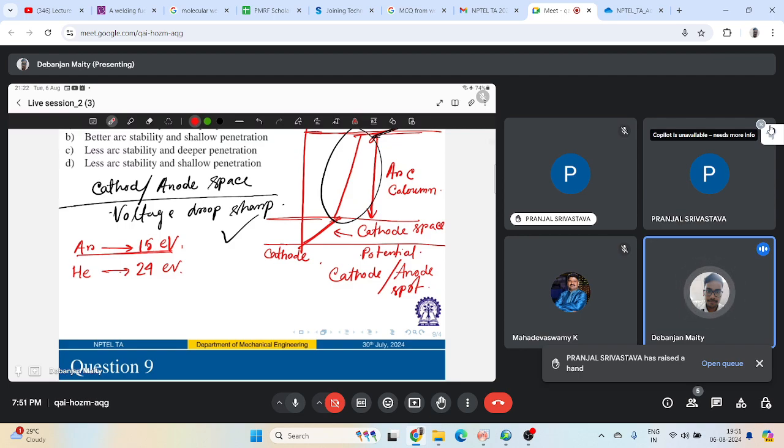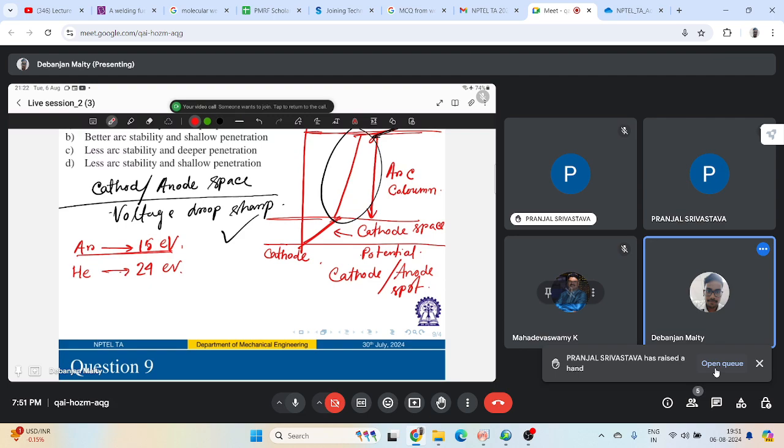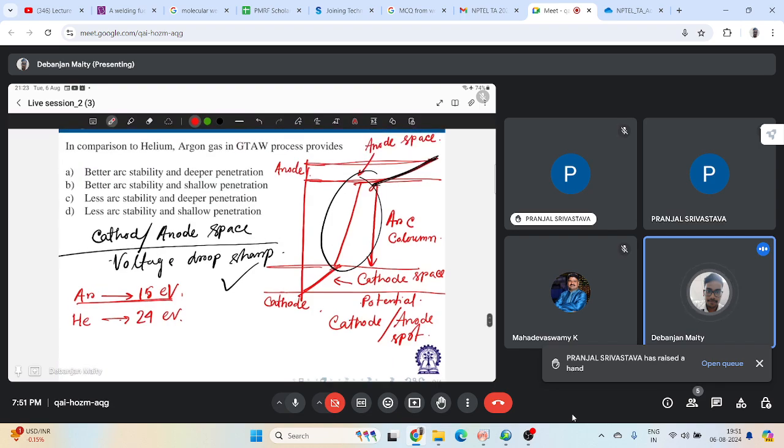So it is easier to ionize argon than helium. Arc initiation is easier over there. Voltage drop across the arc will be lower with argon. Stability will be higher with argon. And also, since argon is heavier than helium in terms of atomic mass, it offers more effective shielding, right? This will offer more effective shielding than helium.